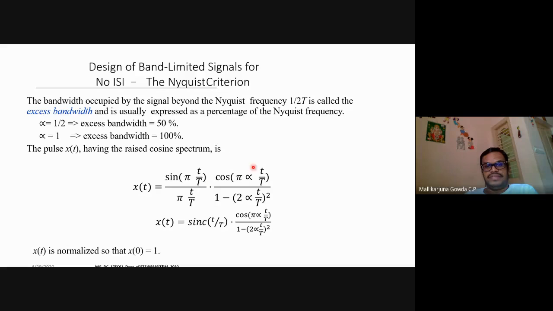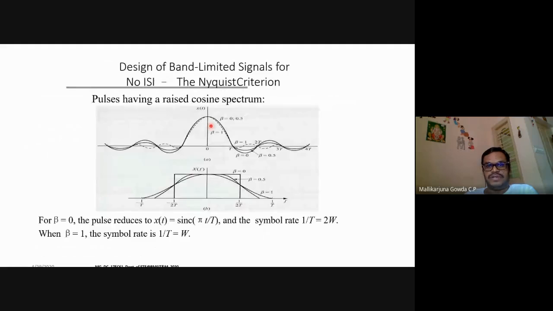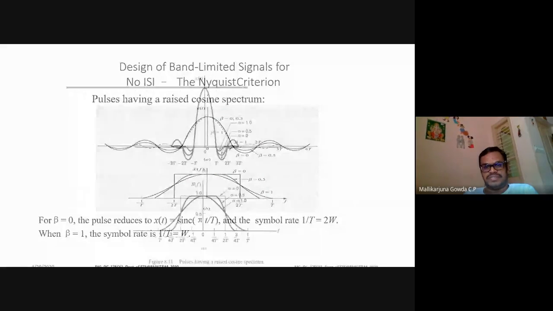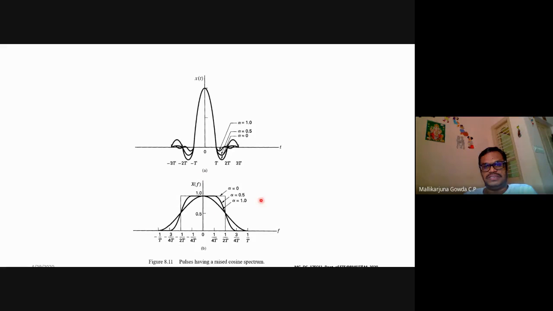And this is the equation, the same as what I showed in the previous slide. So when alpha is 0.5, 50% excess bandwidth is there; it occupies an excess bandwidth of 50%. When alpha is 1, it is exactly 1/T, so its bandwidth varies from minus 1/T to plus 1/T, meaning 100% excess bandwidth. When alpha is equal to 0, it is the exact square pulse. So this is the shape of the raised cosine pulse. I think with my notation, it is alpha here.